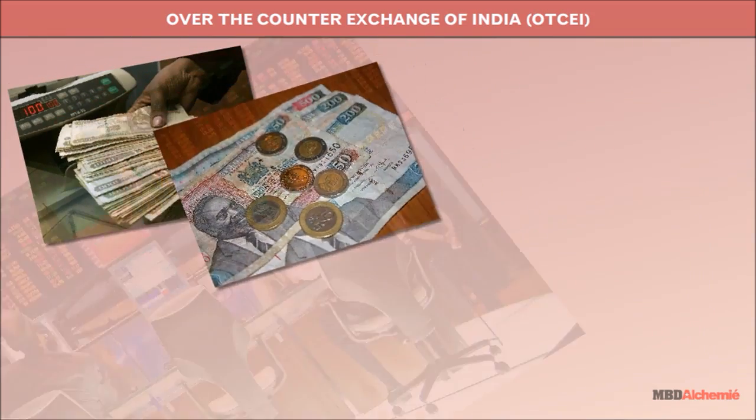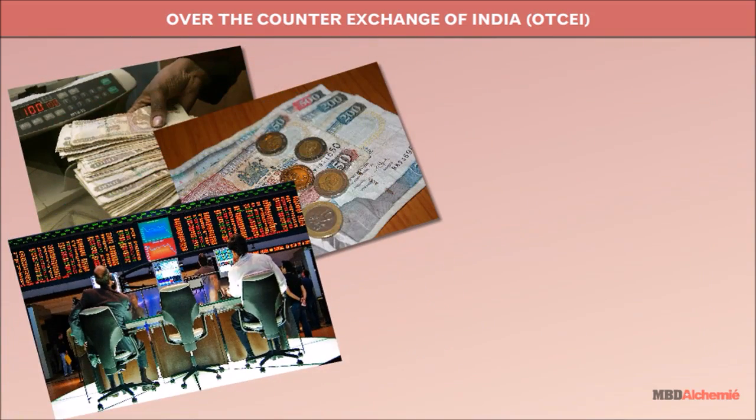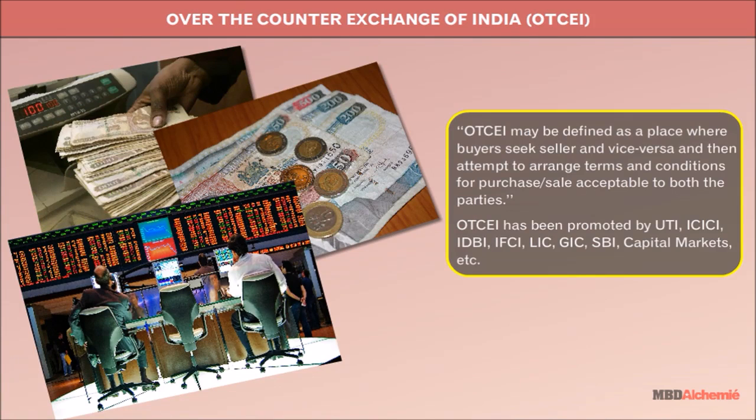Over-the-counter exchange of India, OTCEI. OTCEI may be defined as a place where buyers seek seller and vice versa, and then attempt to arrange terms and conditions for purchase or sale acceptable to both the parties. OTCEI has been promoted by UTI, ICICI, IDBI, IFCI, LIC, GIC, SBI, capital markets, etc.